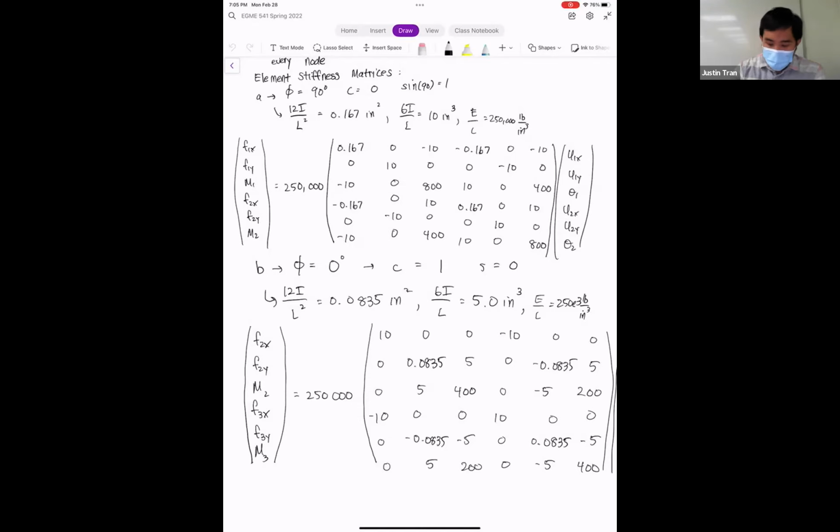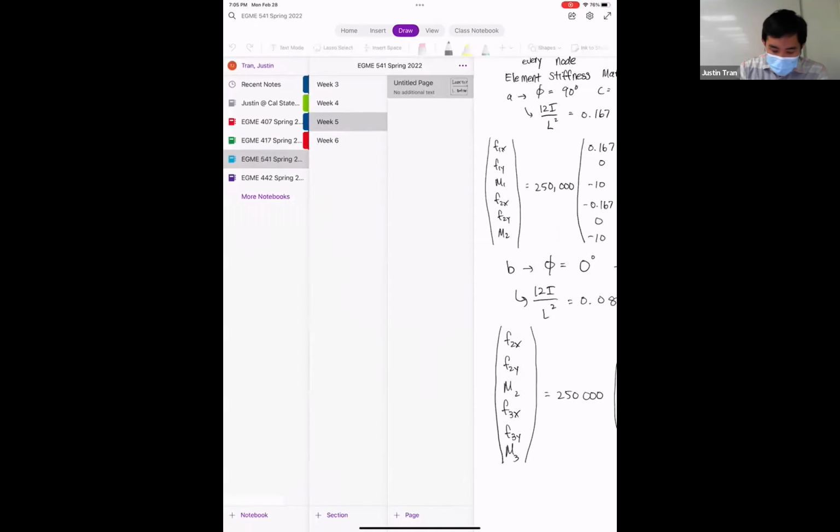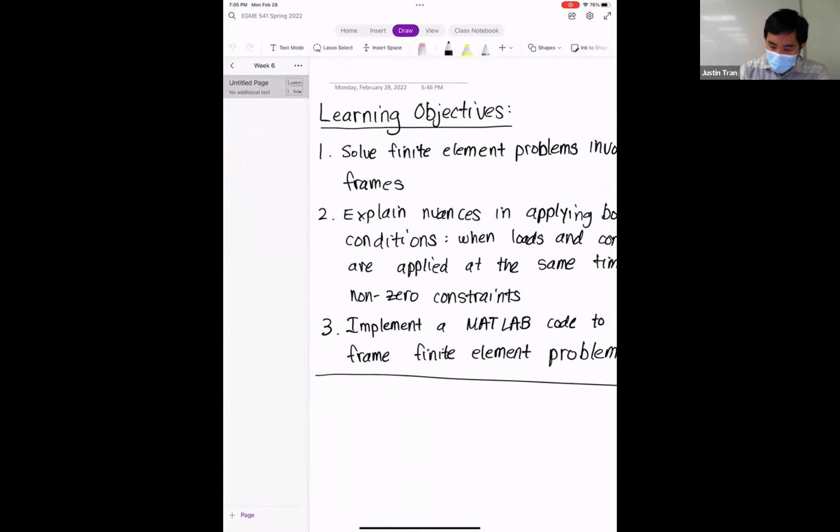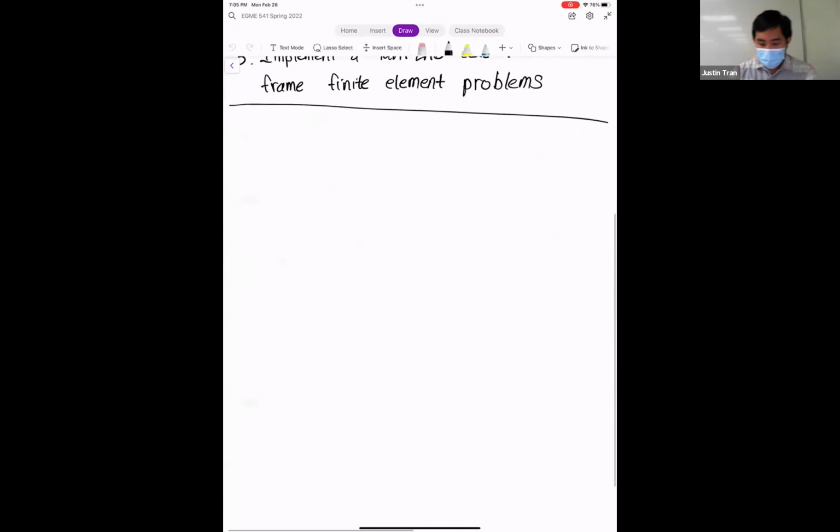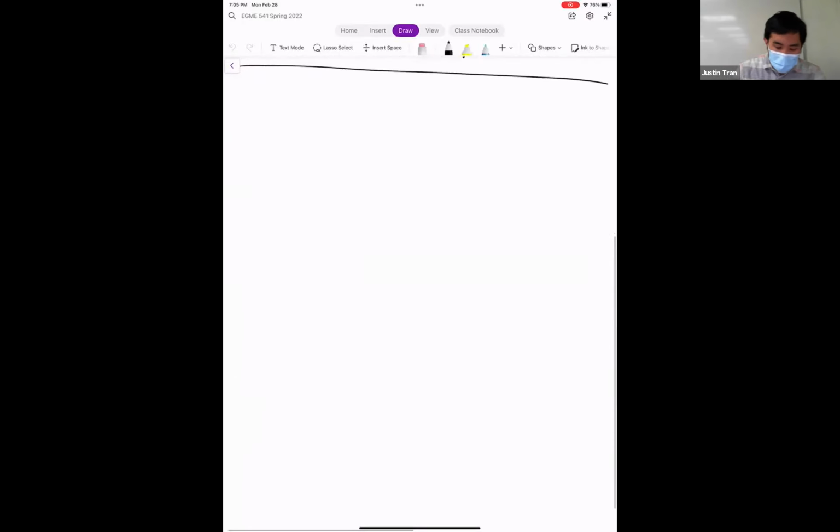All right, so let me go back to week 6, just so my notes are organized. Let's start writing out the element stiffness matrix for element C. For element C, the first thing we're going to do is define the orientation angle. The lower number node is up top, and the higher number node is on the bottom.